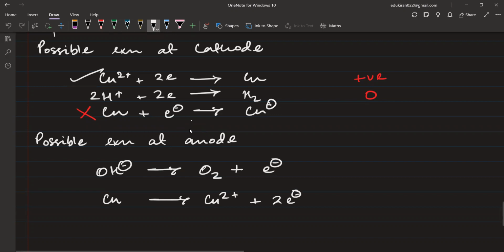अब ये बताइए आप, what do you think? Oxygen, it has a tendency to lose electron more, or copper has a tendency to lose more electron? Tell me, guys, which has tendency to lose more electron? Oxygen, which is higher in electronegativity, which is a non-metal, or copper, which is a metal? What do you think is having more potential to lose electron? Copper or oxygen, the OH negative?